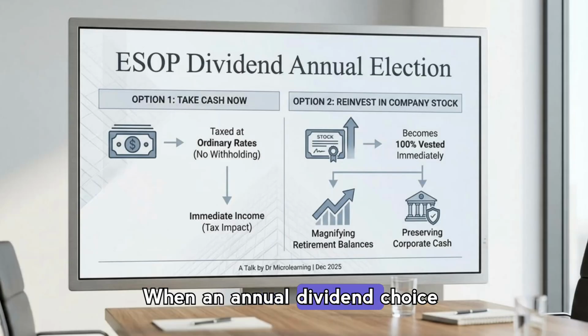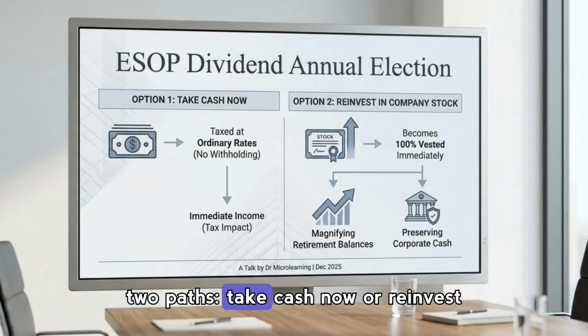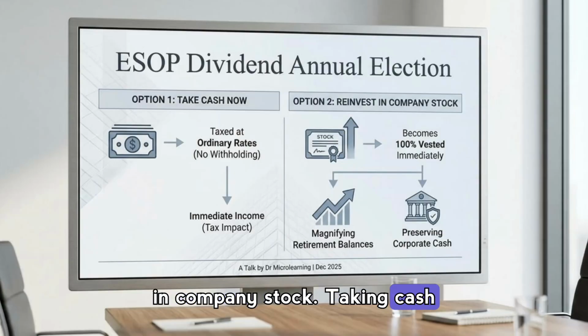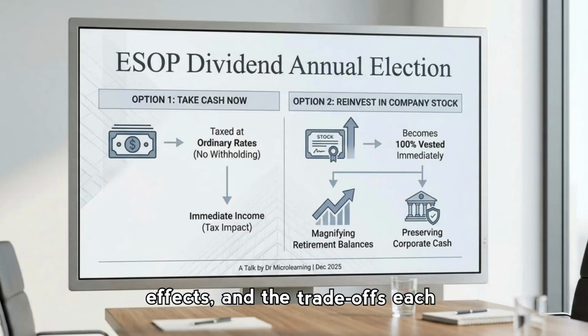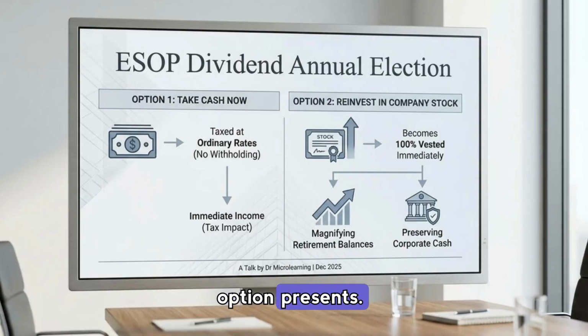When an annual dividend choice arrives, participants typically face two paths: take cash now or reinvest in company stock. Taking cash creates immediate taxable income at ordinary rates, while reinvestment usually vests immediately, boosting retirement balances and preserving corporate cash. The slide visually compares tax timing, vesting effects, and the trade-offs each option presents.